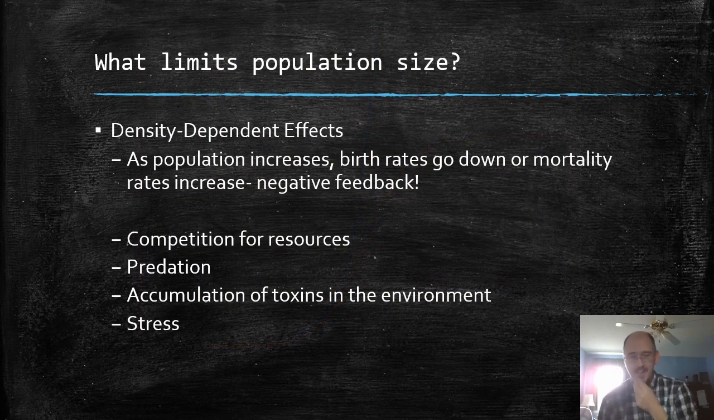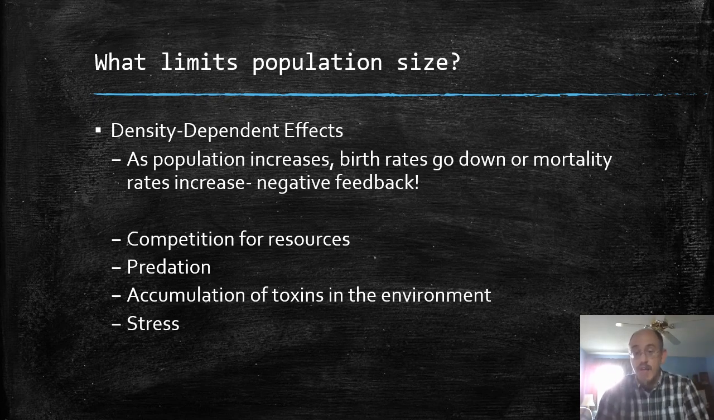So what is going to limit population size? Well, there are density-dependent effects. As population density increases, birth rates tend to go down or mortality rates go up. It's a type of negative feedback. It's essentially homeostasis. What kind of things are going to be density-dependent?